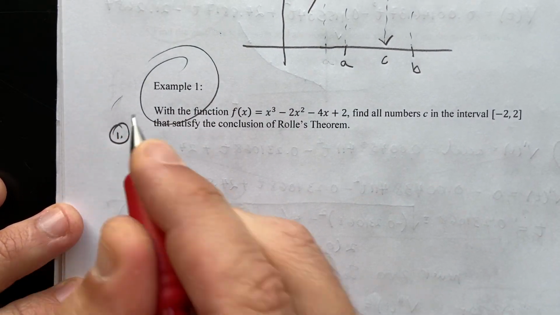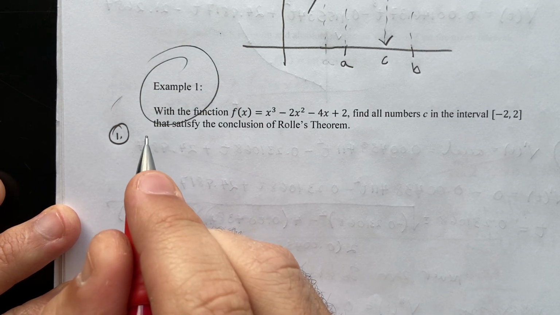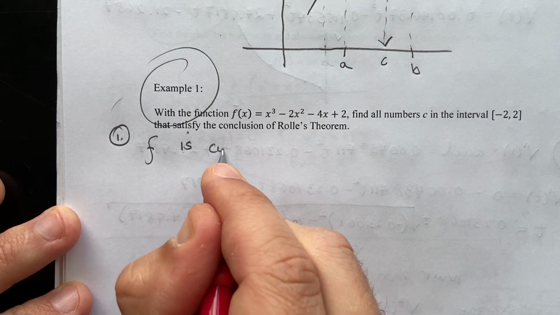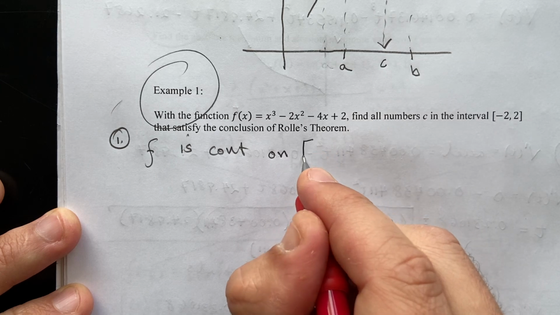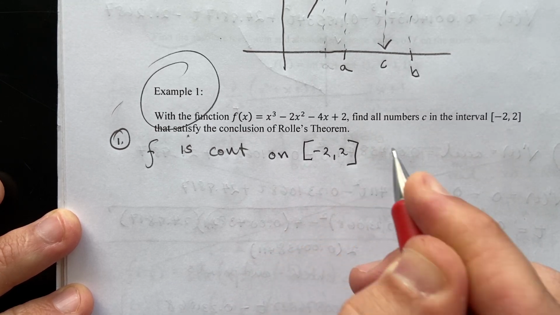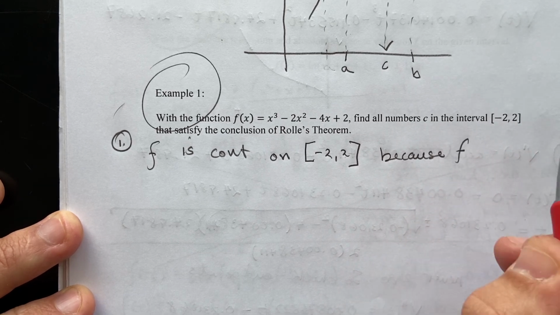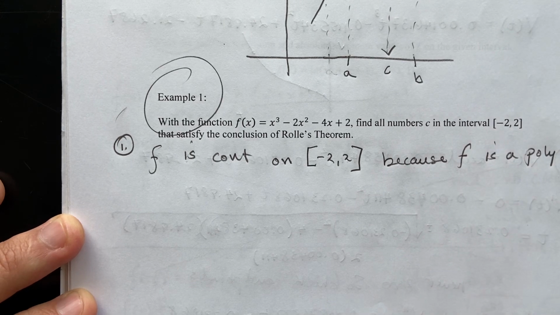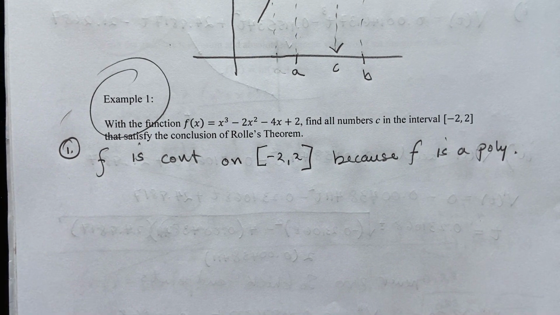Because we need to satisfy this first condition, I'll write out how this function meets it. So f is continuous on this closed interval -2 to 2 because f is a polynomial. Okay, so we have that condition met.